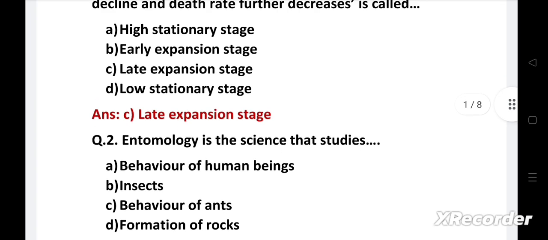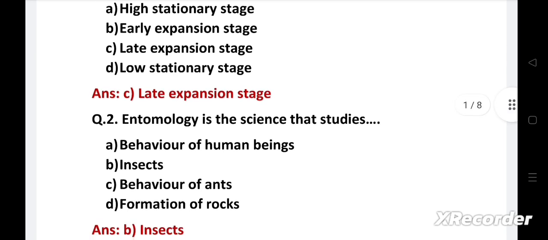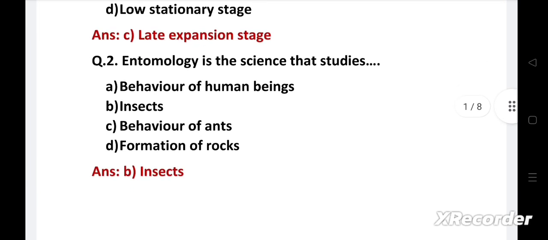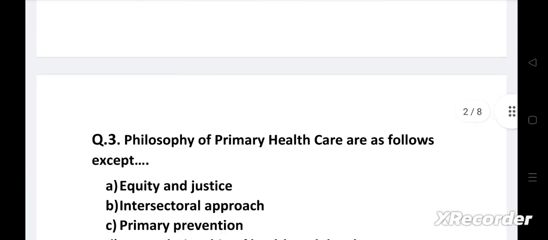Next question: entomology is the science that studies option A, behavior of human beings. B, insects. C, behavior of ants. D, formation of rocks. Right answer is option B, insects. Next question.